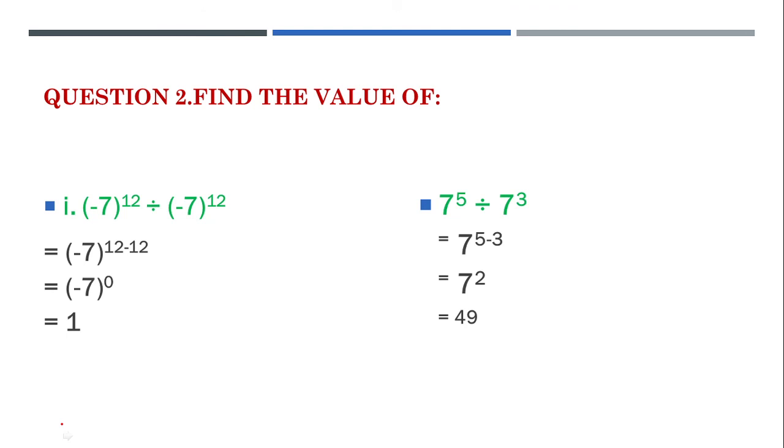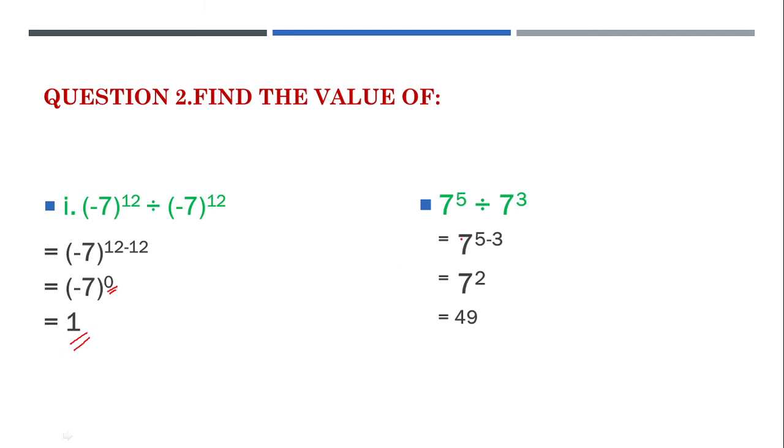Now, question number 2 of the practice set is to find the values. Find the value means what, children? You have to solve this. You can't keep it as 7 raised to 2. You have to find its value. Now here, minus 7 raised to 12 divided by minus 7 raised to 12. The base is the same. Take it common. 12 minus 12 is going to be 0. Any number raised to 0 is 1.